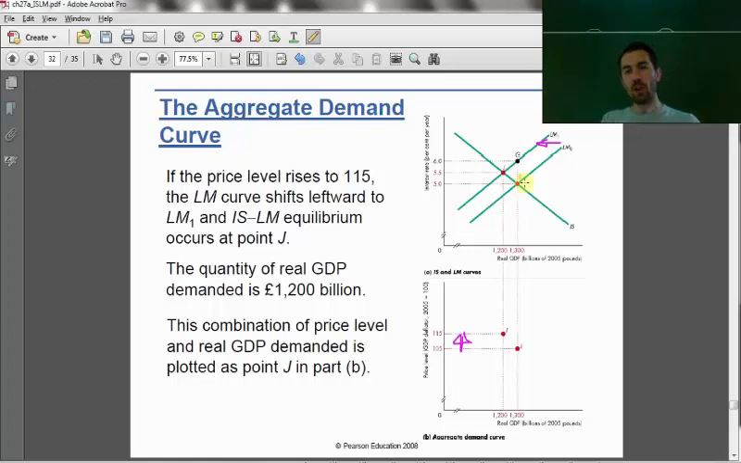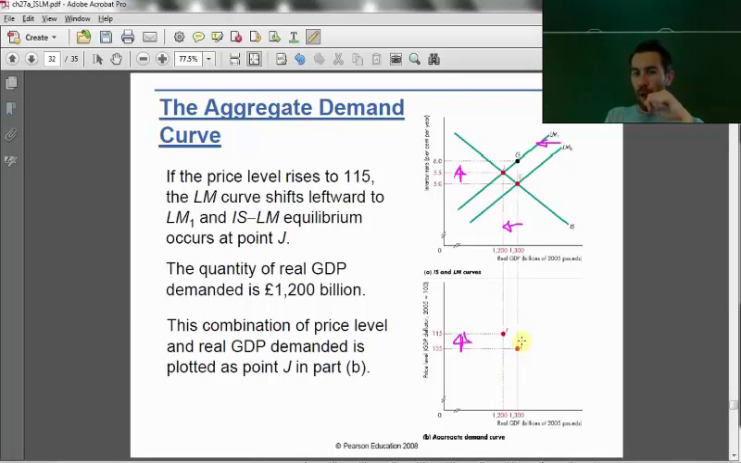So my price level goes up. What happens to my equilibrium in my ISLM diagram? Well, it moves from point E to point J. What happens to the interest rate? It goes up. What happens to the level of output? It decreases. In other words, if I plot equilibrium in my ISLM diagram at different price levels, I see that when I increase the price level, my equilibrium level of output decreases.